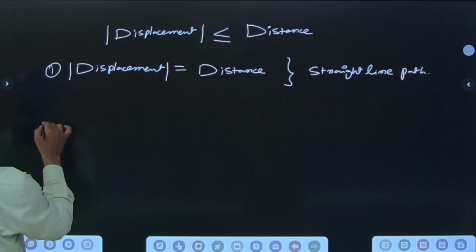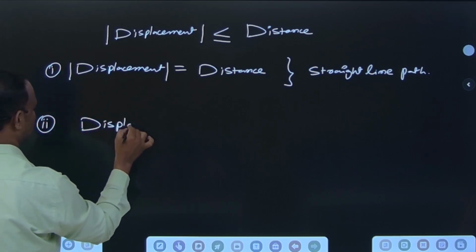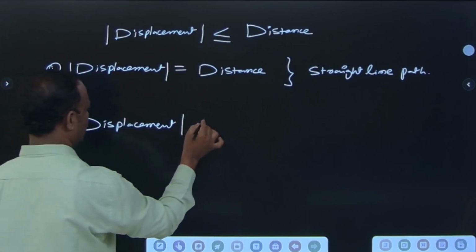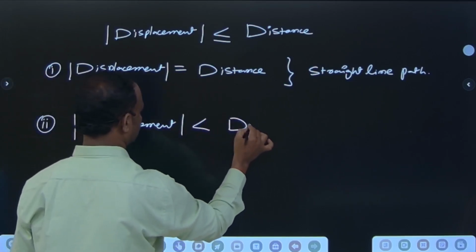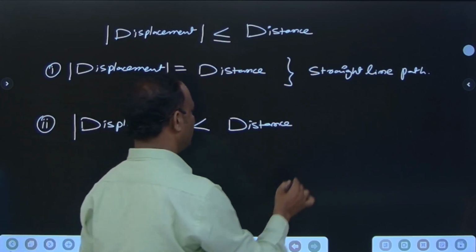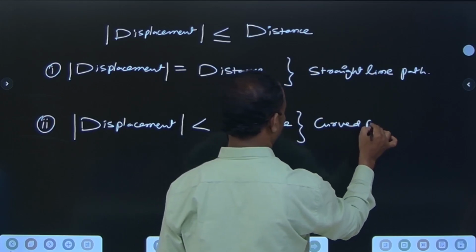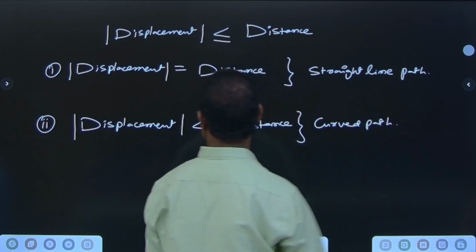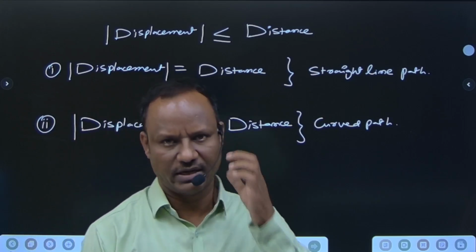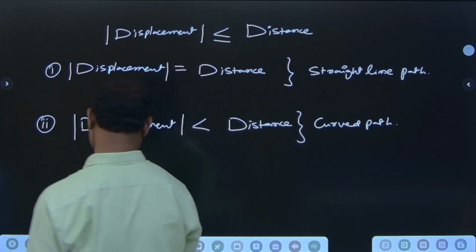For case 2, displacement is less than distance, when the body travels on a curved path. This is the information about displacement and distance. So we'll go for a few examples based on this.